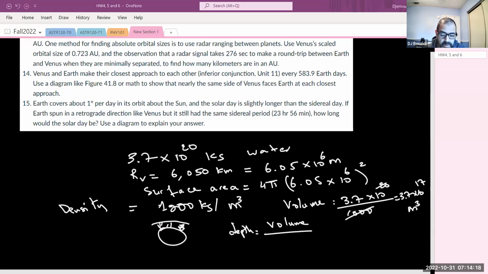So we said 3.7 times 10 to, oh man, I should not have multiplied. Okay, I'm going to leave it to you guys to finish this calculation. Don't forget that the surface area is what you had from before. That should give you a depth of less than a kilometer. It's going to be about 800 meters, actually.